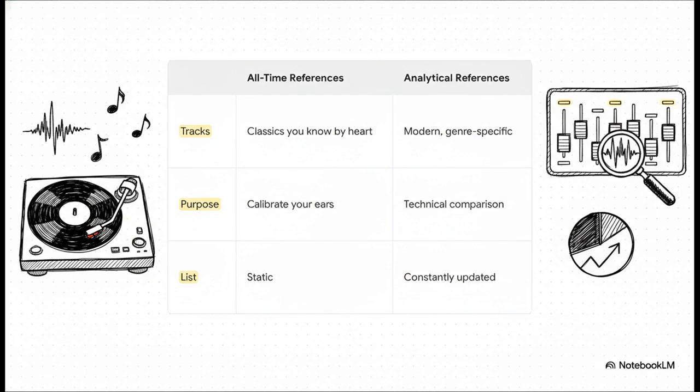But then, on the other hand, we have analytical references. Now, these are your secret weapon. They're what you use to make sure your track can actually compete in today's market. And mastering the second type, well, that's what this whole explainer is about.